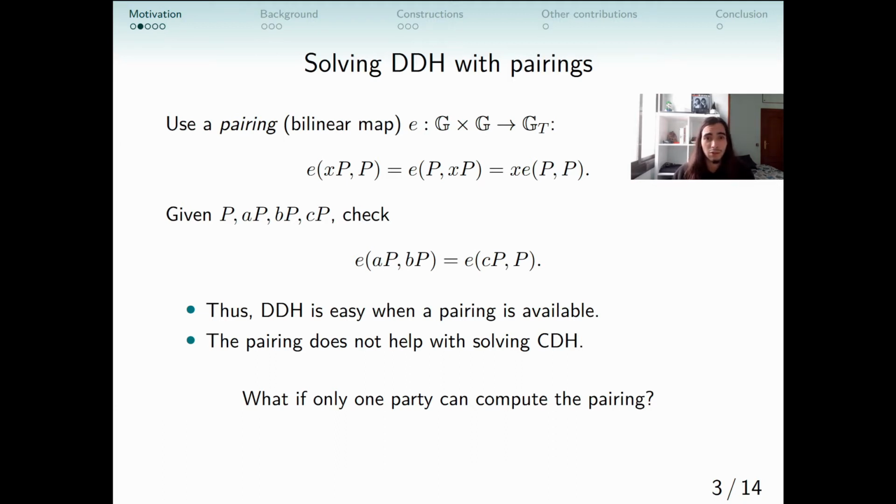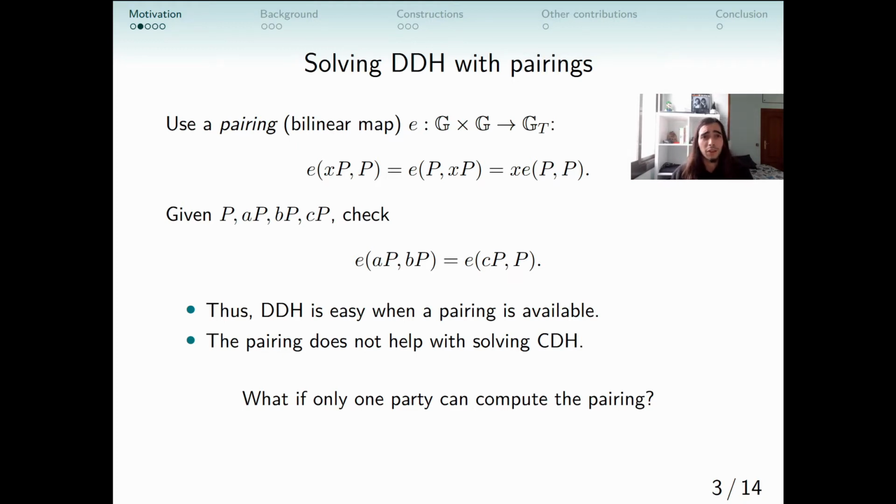So given this tool, given this pairing, what we can do to check a DDH instance is to check the following equation. So we check e of AP and BP, and if C is the same as AB, then this will be the same as e of CP and P. Otherwise, we conclude that C is something different from AB. And thus, DDH is an easy problem when we have a pairing available. And notice that the pairing does not seem to help when trying to solve the computational version, the CDH problem.